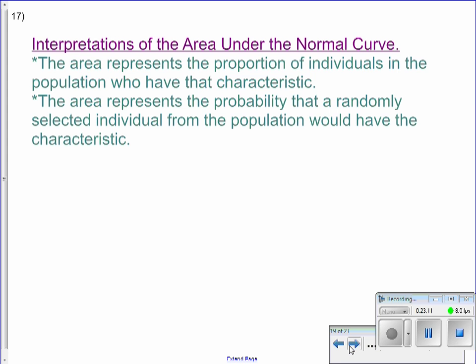And so if you're asked to make interpretations, you're basically writing sentences, one talking about the proportion, one talking about the probability. And that's how that works out.